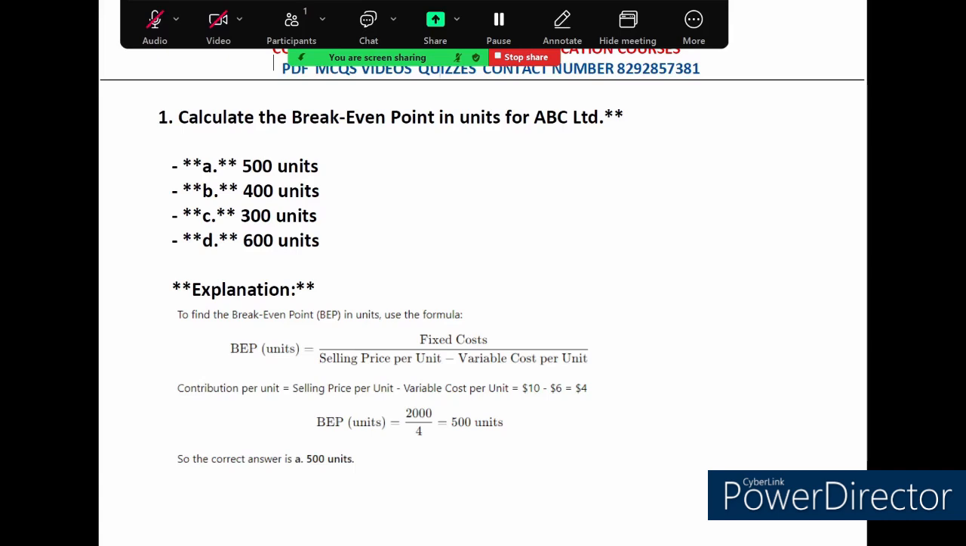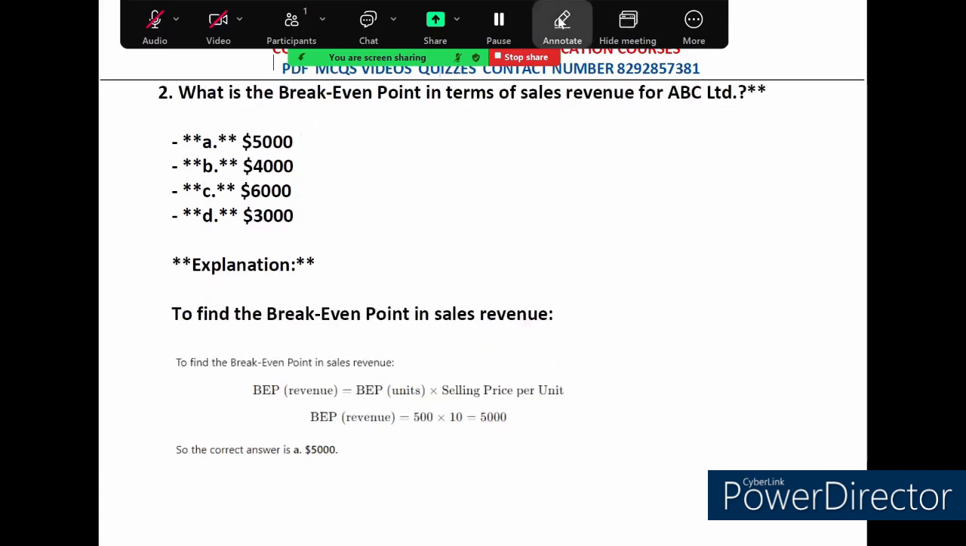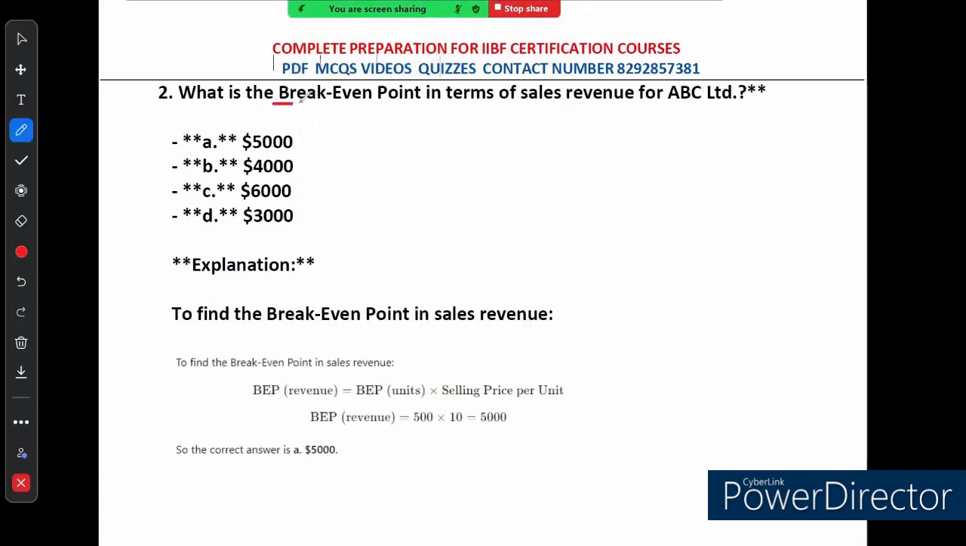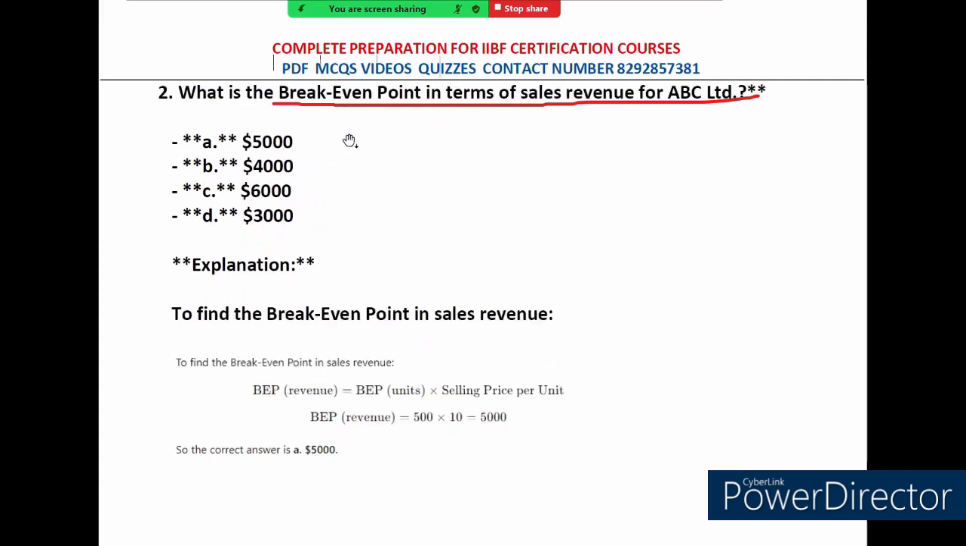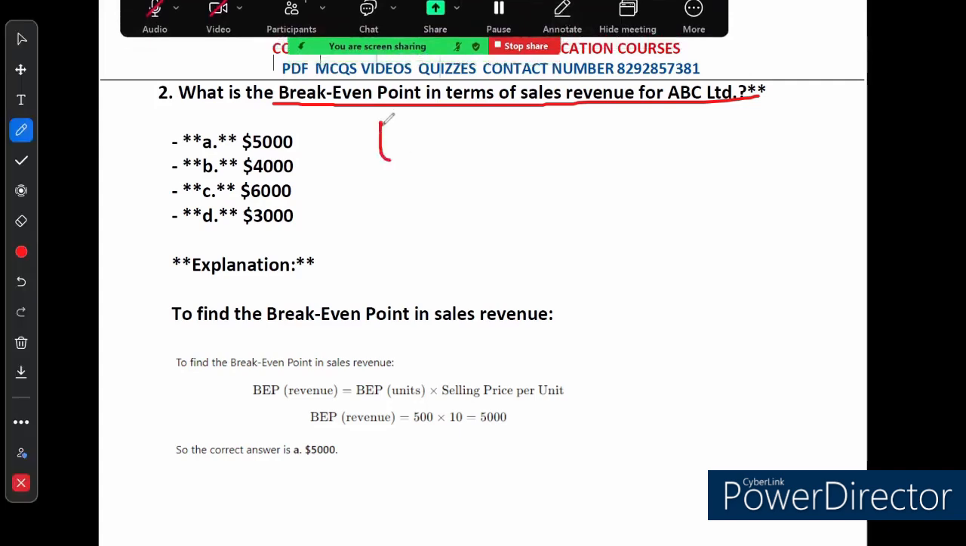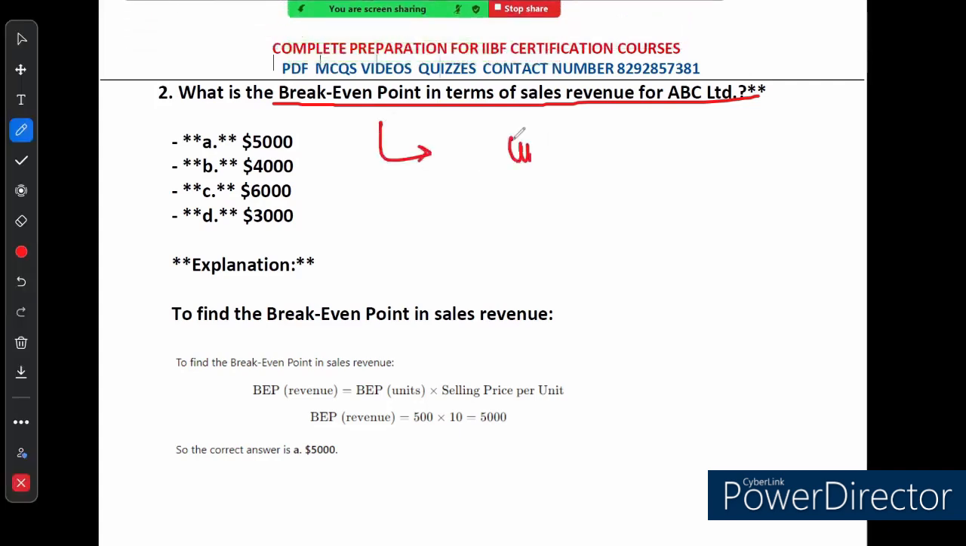Right? Now let's come to the next part of this particular question. Now suppose the next question is, what is the break even point in terms of sales revenue for ABC Limited? Try to understand. Earlier it was asking break even point in units, and we got the answer 500 units, but now the question is in terms of sales revenue. Very good question. So in terms of sales revenue, how can you calculate? It's quite simple. See, you know how many units you require to break even, and you simply multiply the number of units with selling price per unit. Right? You will get break even point in terms of sales.